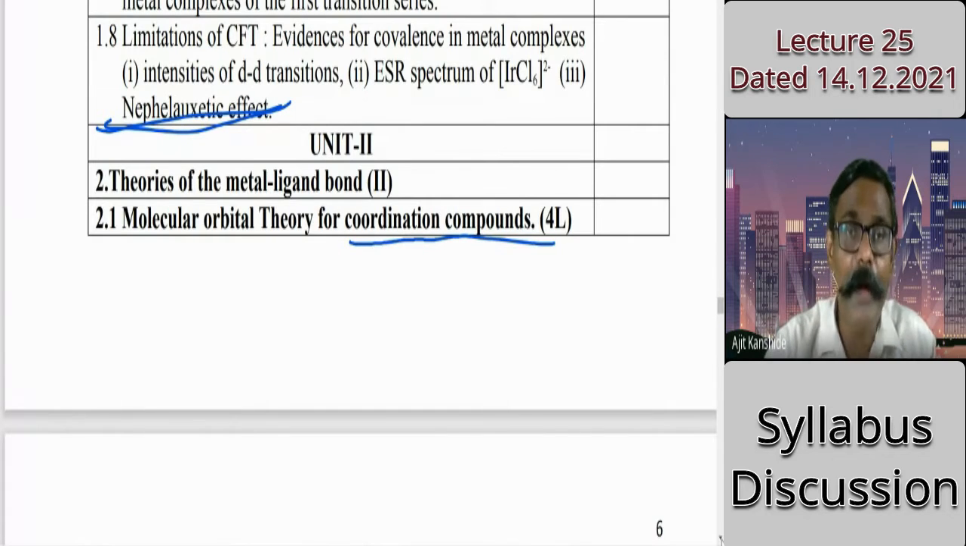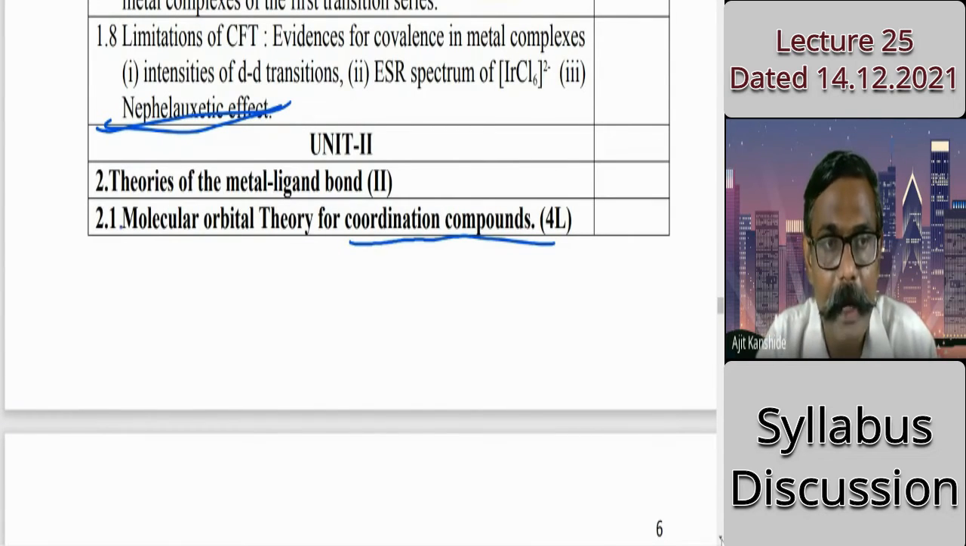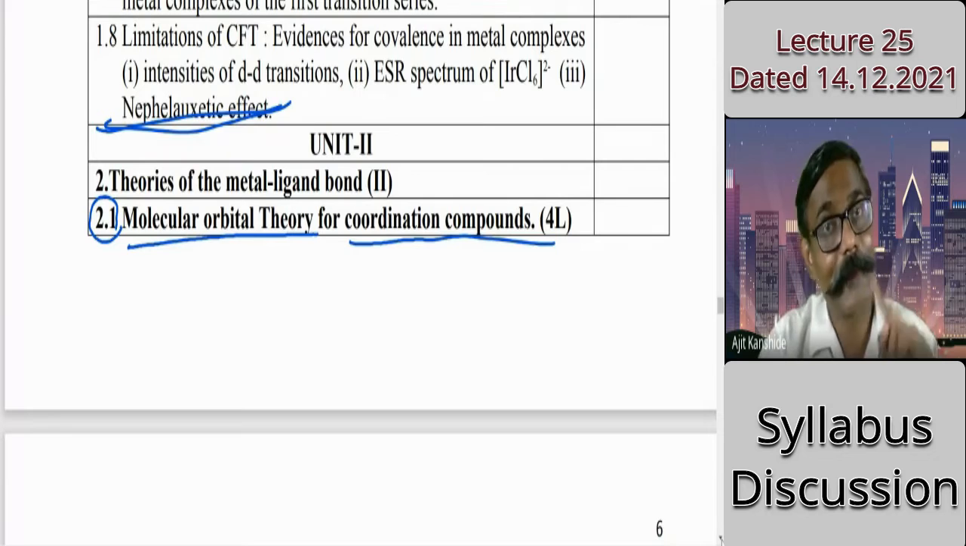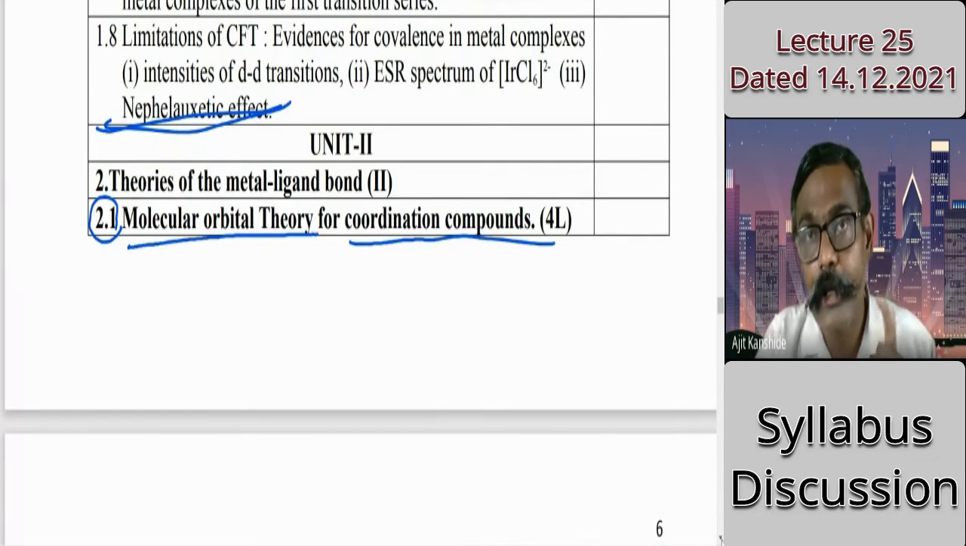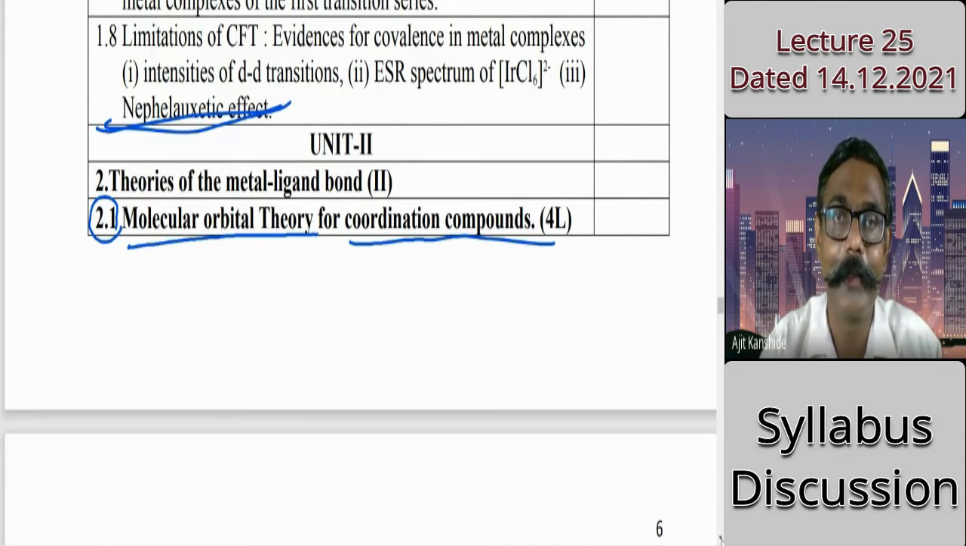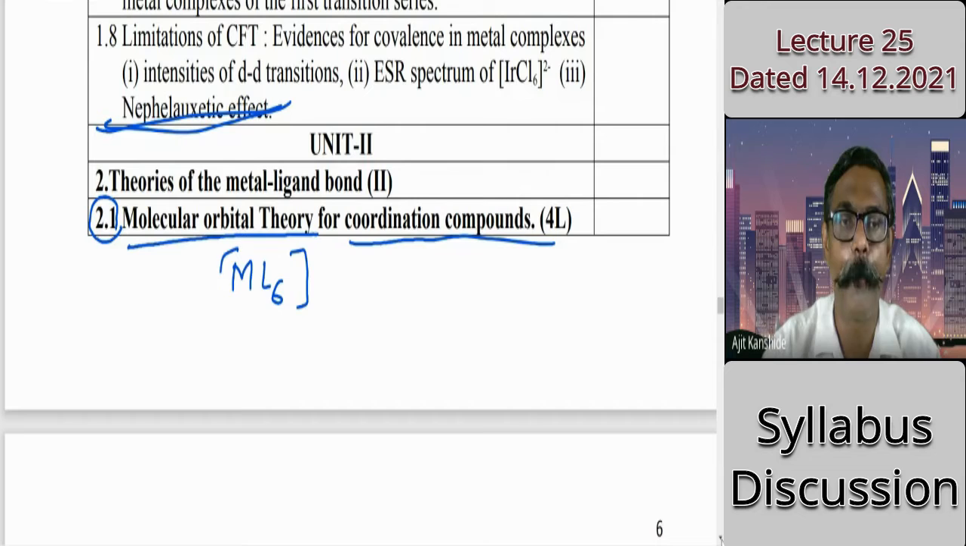But different parts are there. In that, the first part, 2.1, we are discussing molecular orbital theory. Last semester, for polyatomic systems like BeH2, H2O, linear H3 or triangular H3+, you studied molecular orbital theory. In this topic, you will study the molecular orbital treatment for octahedral complexes.